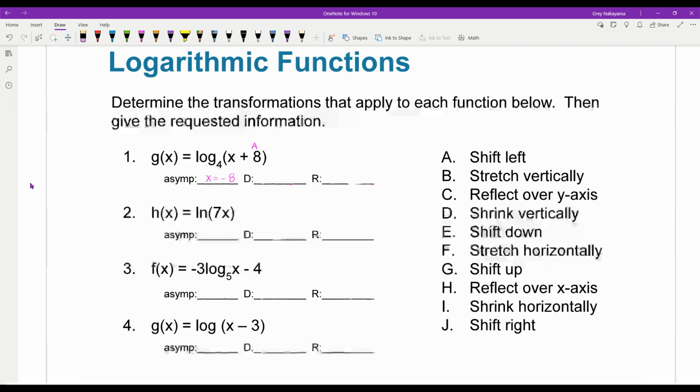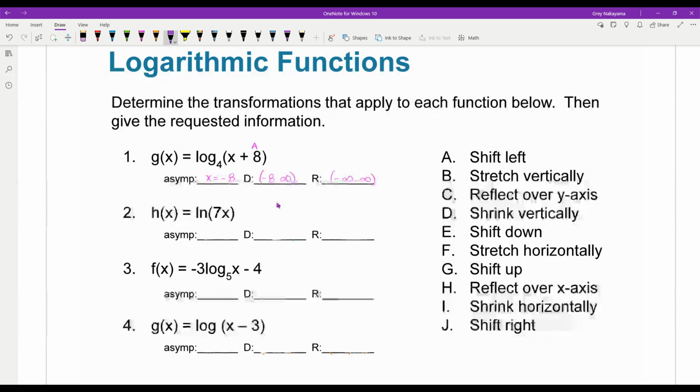And my domain is always tied to that asymptote. If you remember our exponential function, the range was always tied to the asymptote. Well, this is x, y'all. So x goes with the domain. So the domain and the asymptote are tied together. So negative 8 to infinity, and the range here is always negative infinity to positive infinity.